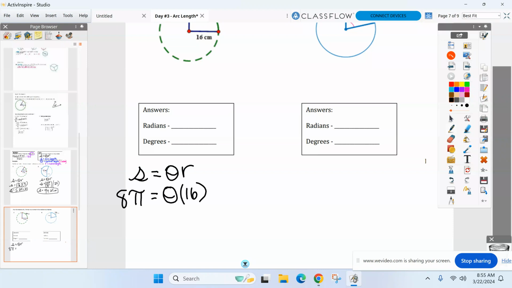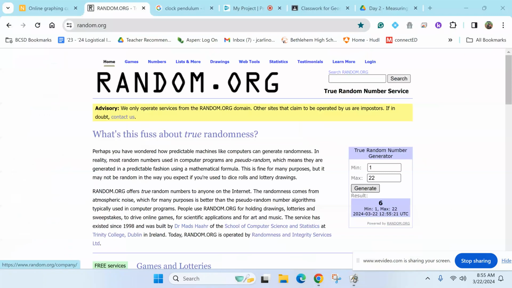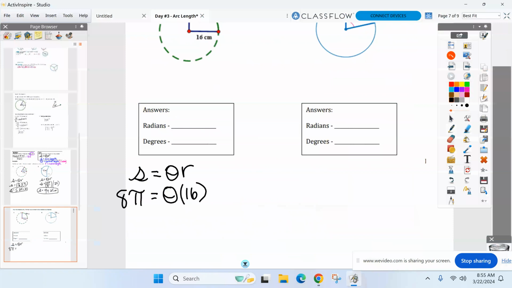How do I get the 16 out of there so I know what the angle is? Get the 16 out of there so I know what the angle is. Finley, how do I get the 16 out of there? Good job. So everyone divide.